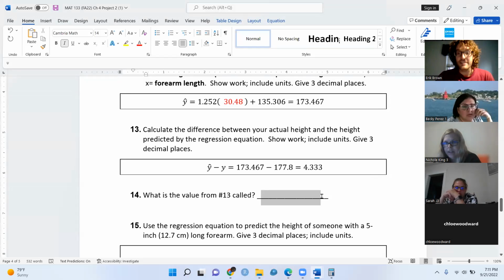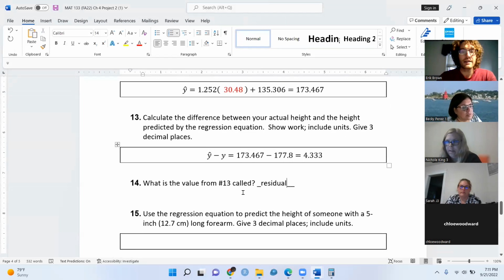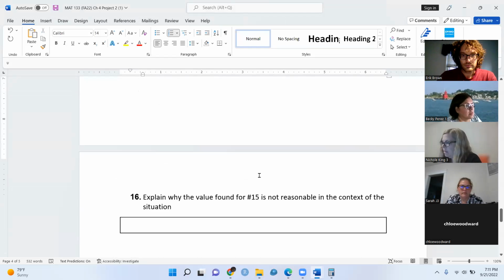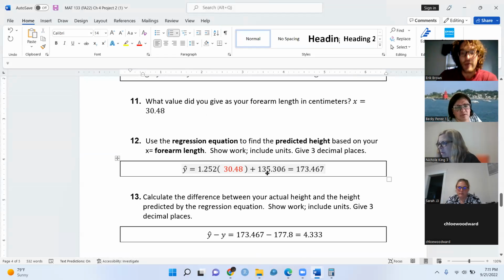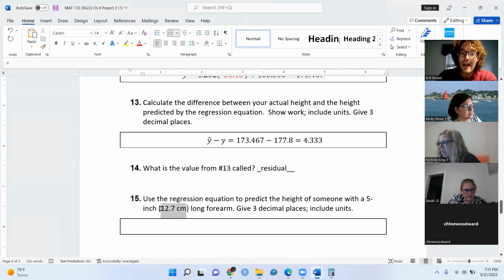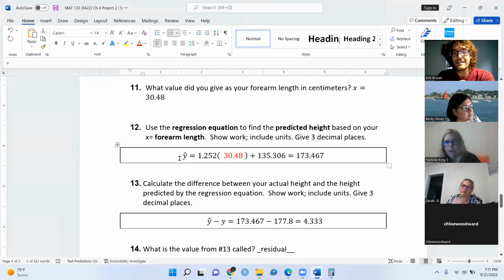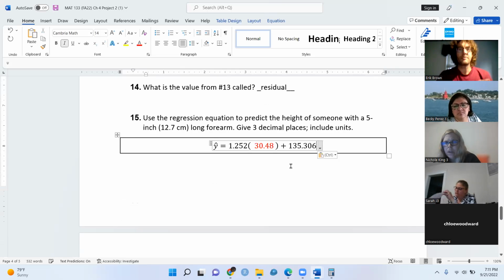So 14, we've stated what this is, right? We said this is the residual. Now I'm going to let you all do this prediction for 15. So 15 is the same question as 12, except it's like what Cindy said, you got to do a little more work on this one because we've given you a Y value and you're predicting an X value. So you're replacing the Y. Here, I'm just going to stop and let you do it.